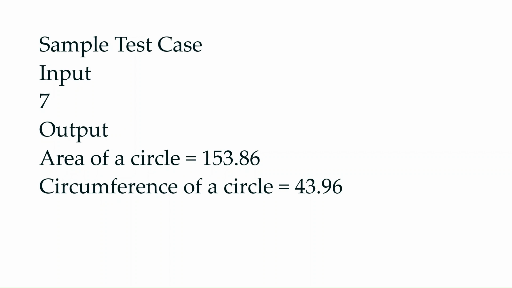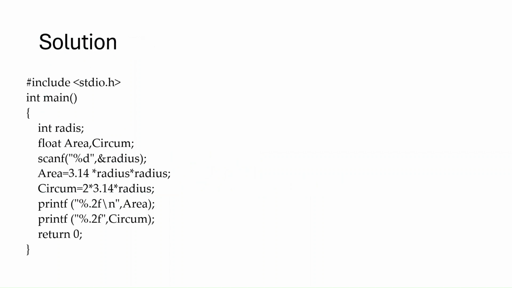That gives you 43.96. Now you can pause the video at this moment, then you can find the logic to print the float values with decimal dot to precision. Now I'm going to display the solution.